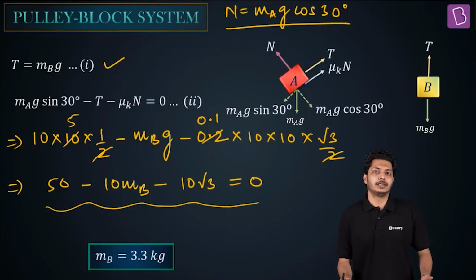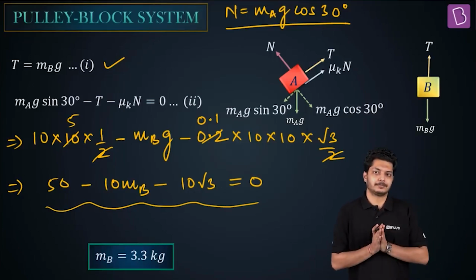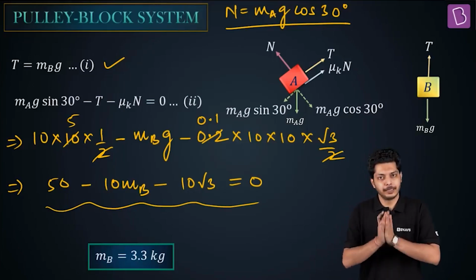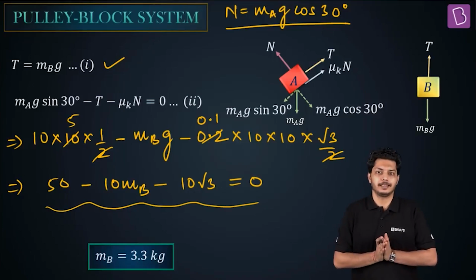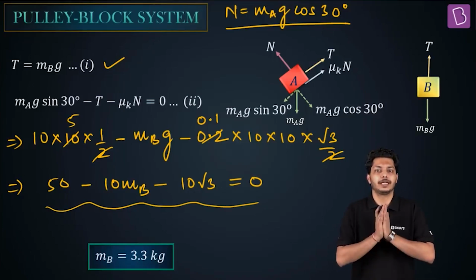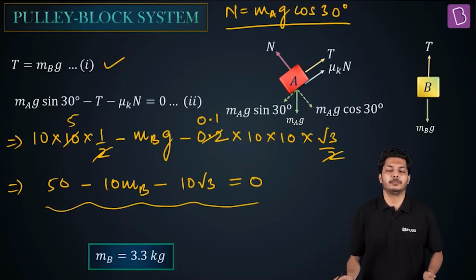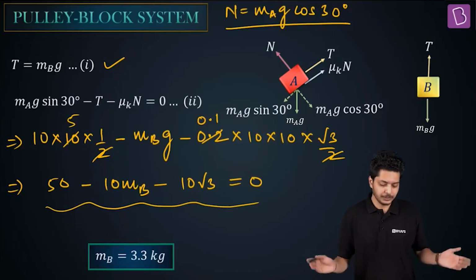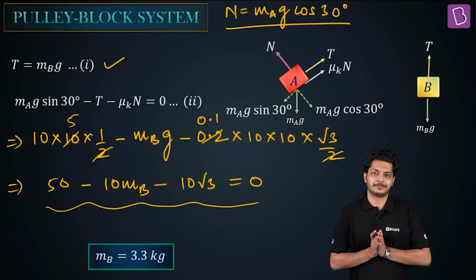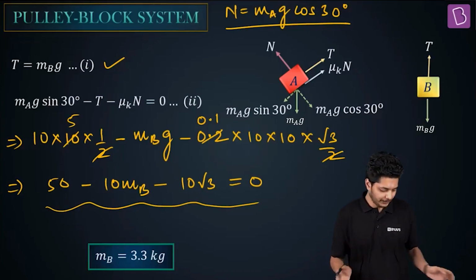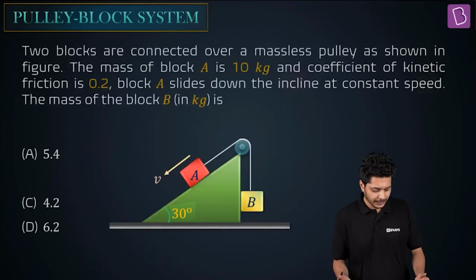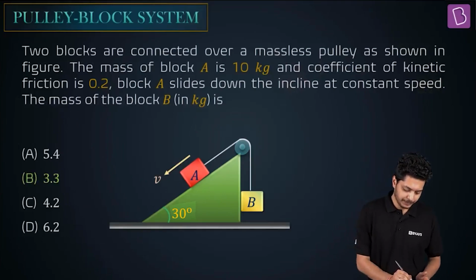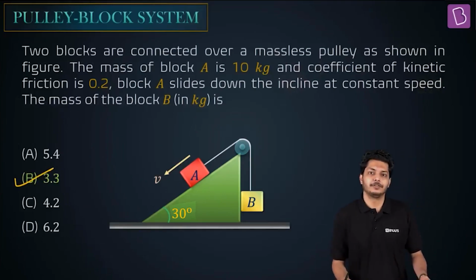First of all, we have to clear out that net force on both the blocks is 0, right? Then we have to draw the free body diagrams. Then we have to frame the equations, correct? And we have to equate the net force on both of them to 0. From there, we got the equations, then substitute the values and get the answer, correct? So MB is equal to 3.3 kgs, and with that, option B is the correct option for this question.